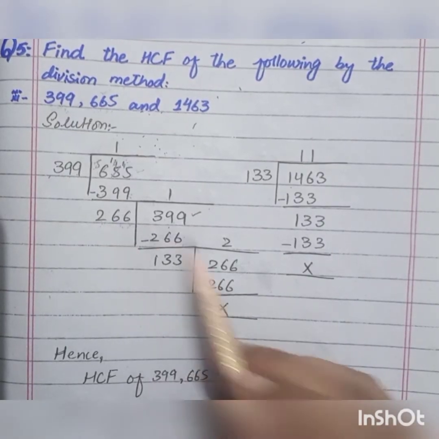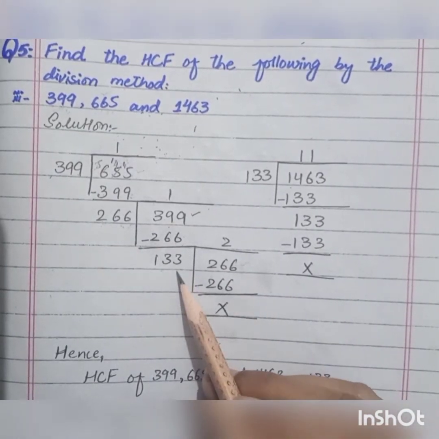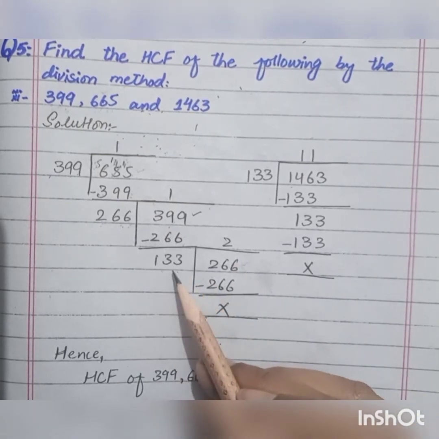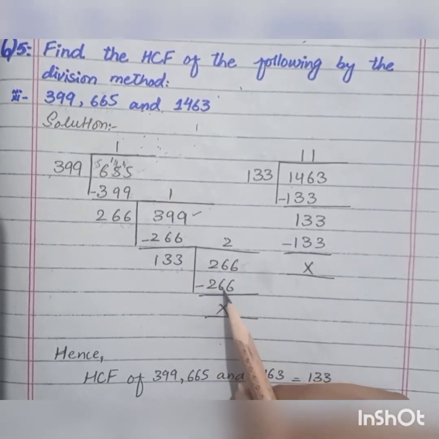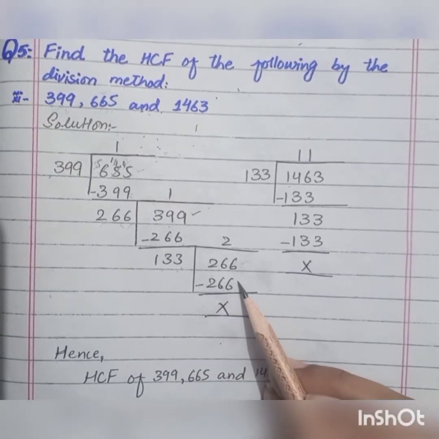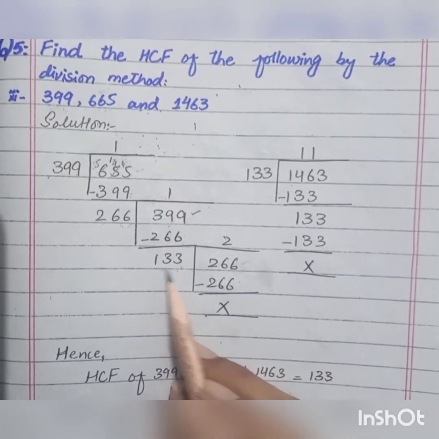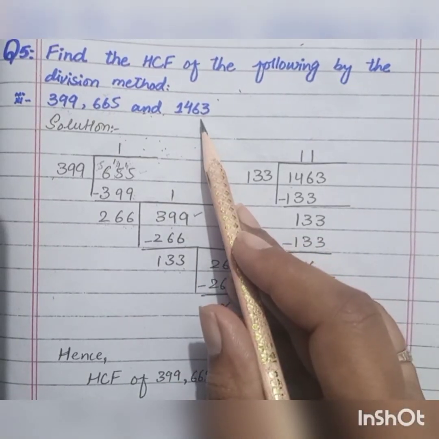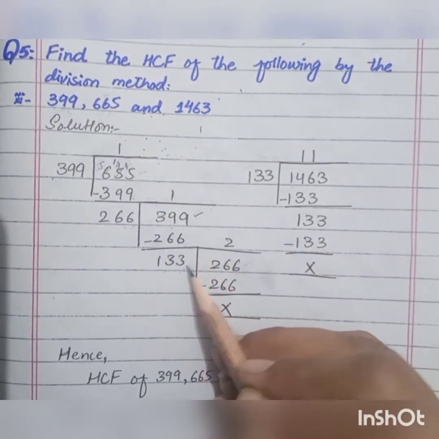Now 266 is taken as a dividend and 133 is a divisor. So by solving it, if we multiply 133 by 2, the answer will be 266 and it is completely divisible. So we can see here the HCF is 133. Let's check whether this number is also divisible by 133.